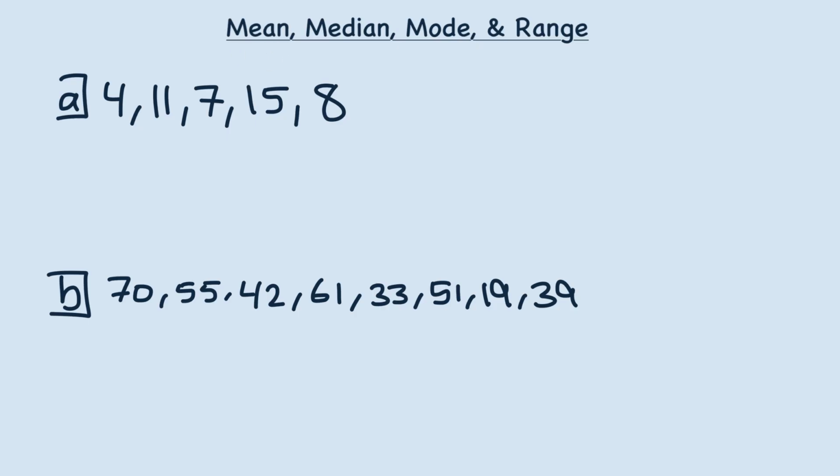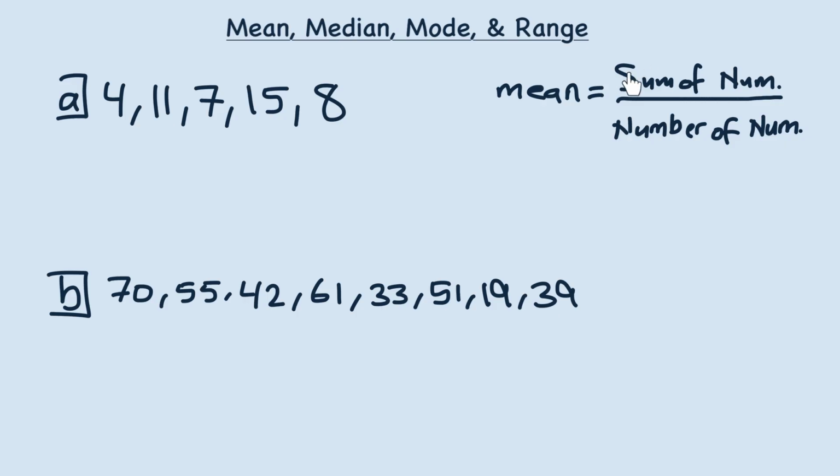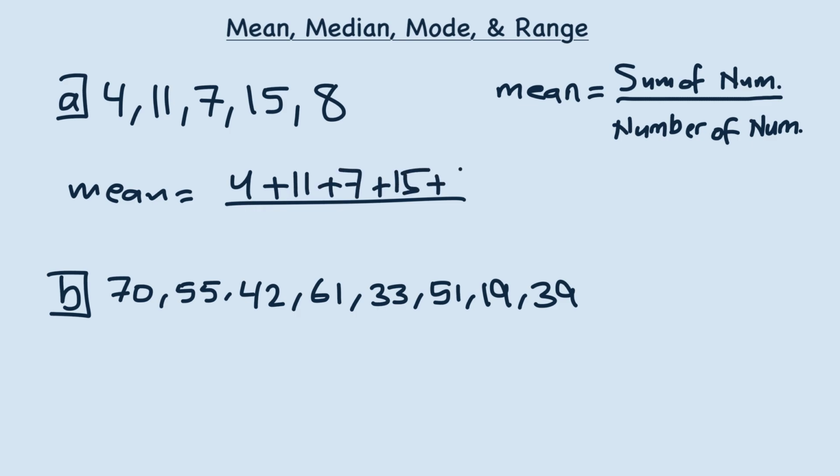The mean simply means that we need to find the average of these numbers. The formula for the mean equals the sum of the numbers divided by the number of numbers. Sum of the numbers means we should add all these numbers together. So in this case, the mean equals 4 plus 11 plus 7 plus 15 plus 8 divided by the number of numbers.